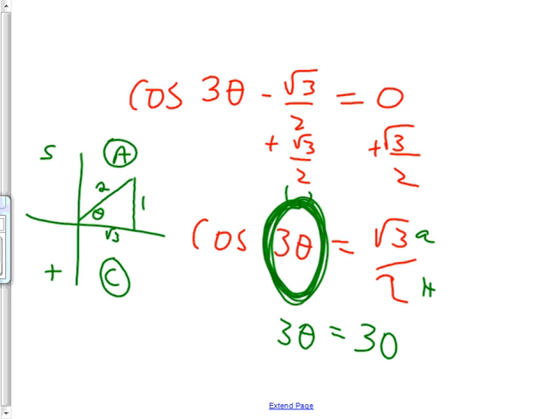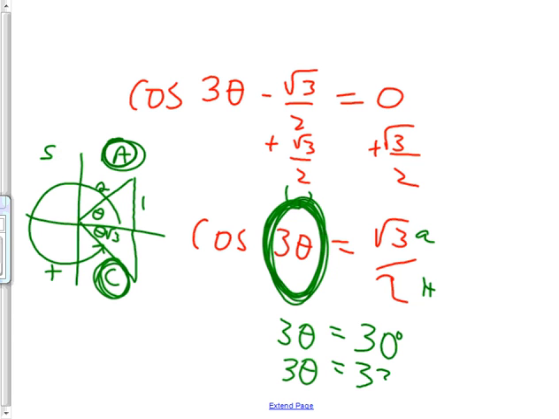30 degrees. Now don't forget, it's in 2 quadrants, so I need to go over here now and do the same exact thing, because remember it worked here and here. So if this right here is 30 degrees total, then the angle we're talking about is 330 degrees. So 3 theta, this thing we're calling U for right now, is also equal to 330 degrees.